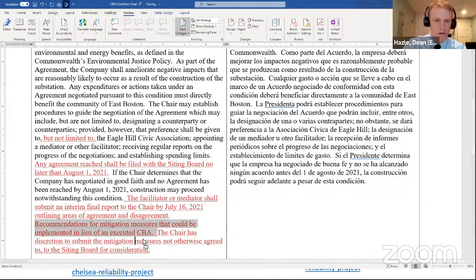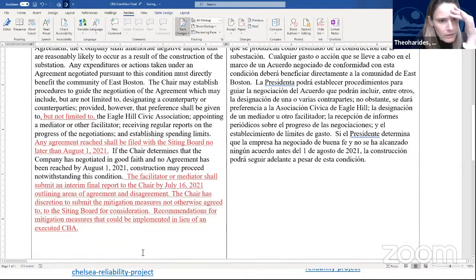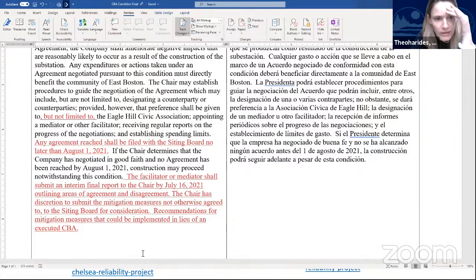Okay. Like that? I need to read it a minute. Agreement and disagreement. And I think I would say, and any, because what I'm trying to be clear about here is that the interim final report may actually spell out the direction for an agreement, not just measures that we would seek to impose because there was an agreement. So it's clear that that could be agreement or disagreement. Chair has the discretion to submit the mitigation measures not otherwise agreed to.